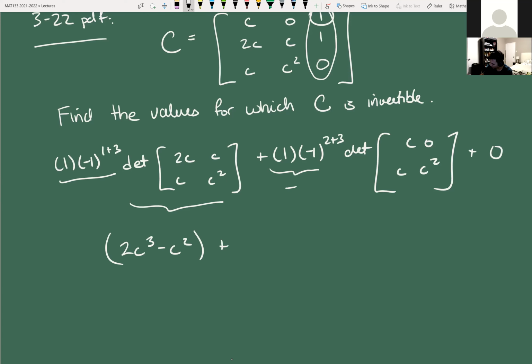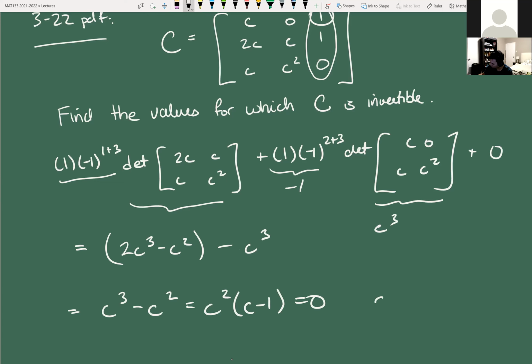This number is negative 1. So I'm going to get minus the determinant of this thing, which is just c cubed. So I get that the determinant is just c cubed minus c squared, which is c squared times (c minus 1). That's going to be 0 precisely when c is equal to 0 or 1. And that's exactly what we found down here.